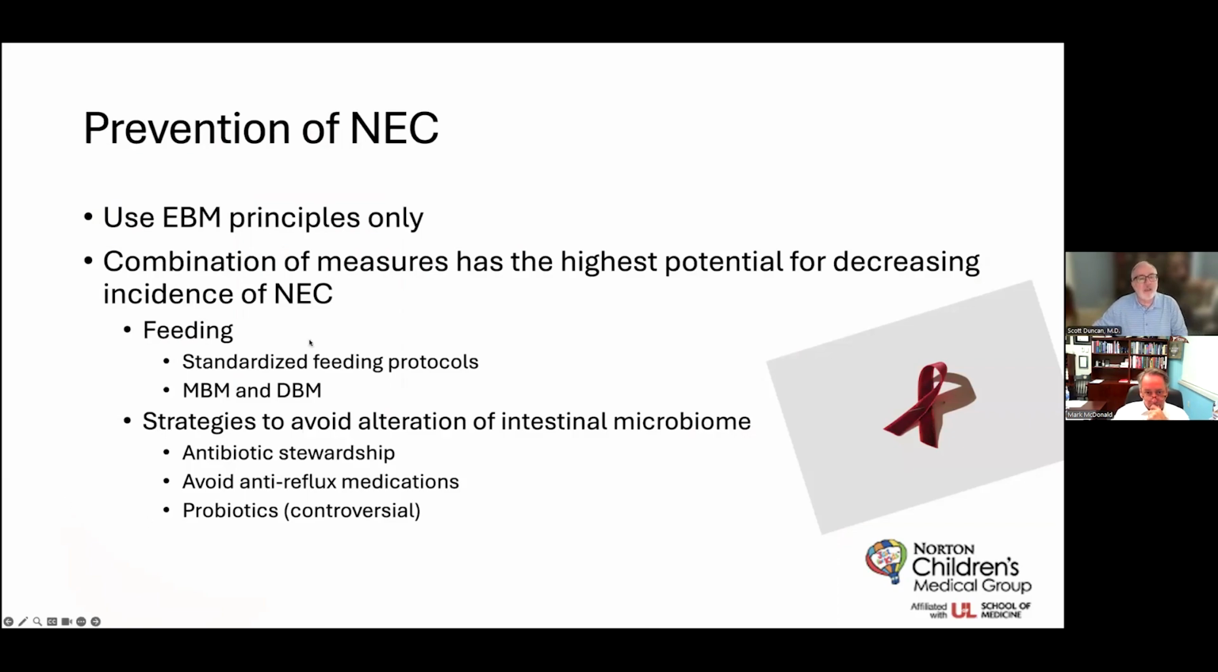A combination of measures has the highest potential for decreasing NEC: standardizing your feeding protocols, mother's milk, donor milk, and strategies to avoid alteration of the intestinal microbiome, such as antibiotic stewardship. Used to be the only thing you had to do to get antibiotics was cross the threshold. Now we're a lot better about not doing that. We avoid anti-reflux medications. We're looking at probiotics, but they are so poorly regulated that we find that topic to be very controversial. We have not adopted use of probiotics.